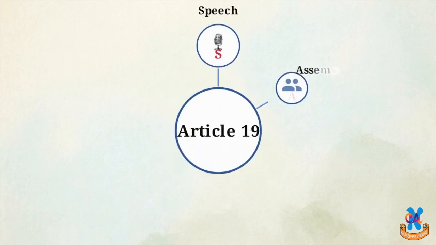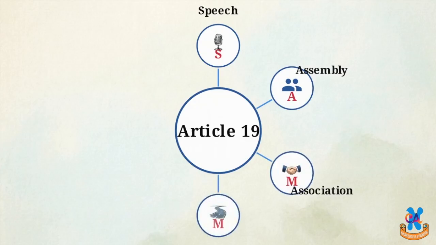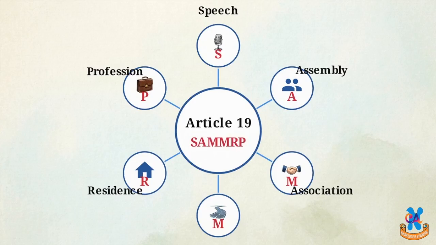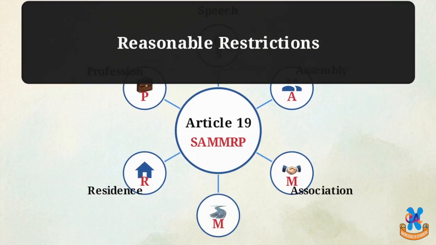You have 6 specific liberties here: speech, assembly, association, movement, residence, and profession. We use the acronym SAMAMRP, but these are not absolute. The government can impose reasonable restrictions for reasons like national security or public order.